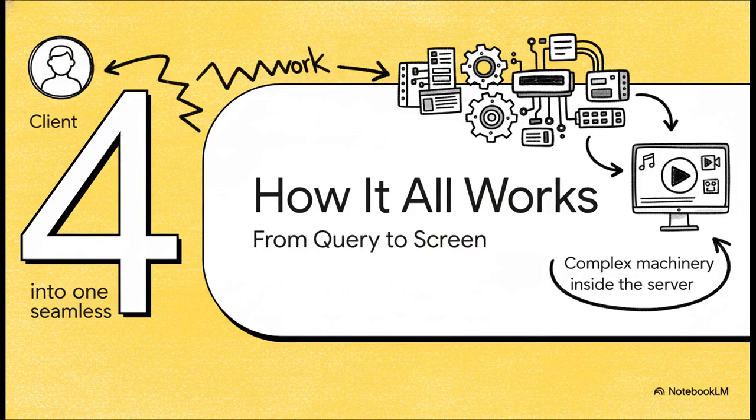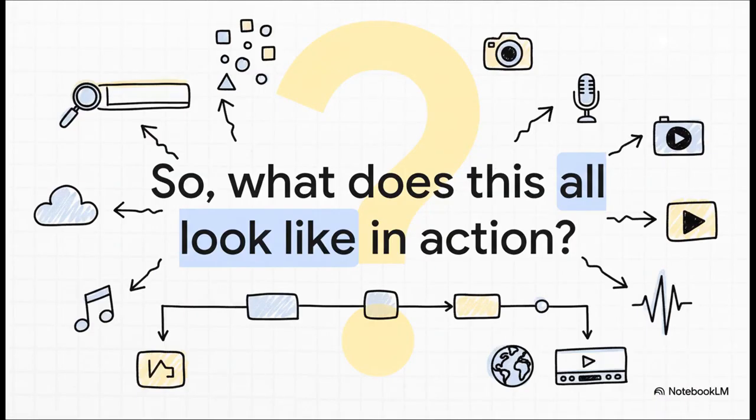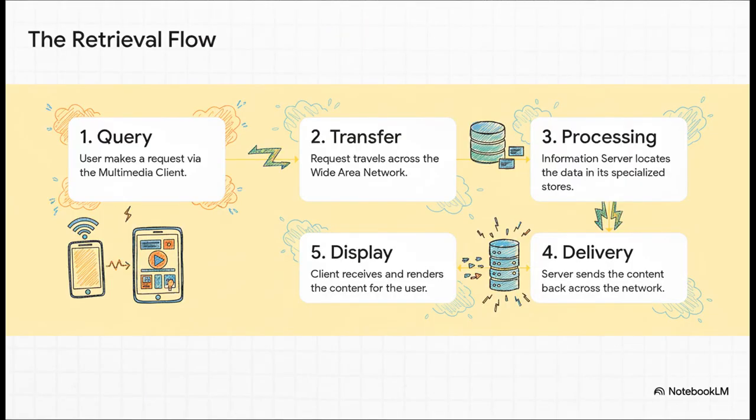So we've looked at all the individual pieces of the puzzle, the client, the network, and all those specialized parts inside the server. Now let's step back and watch how they all work together in perfect harmony. Right, how do all these separate components actually talk to each other to take your thought, I want to see a sunset, and turn it into a beautiful image on your screen? It's really a beautiful, coordinated dance.